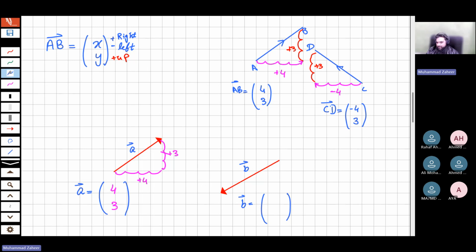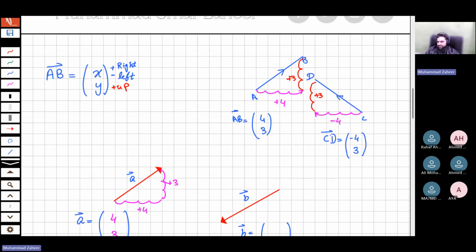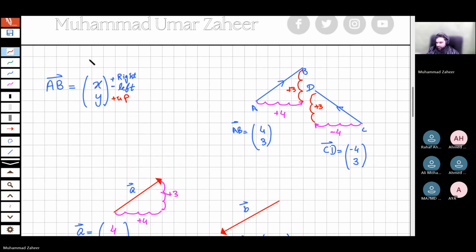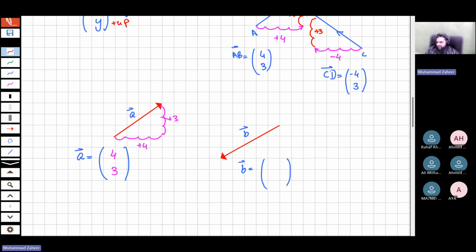Yes, any grade 10 student. Tell me this vector, vector B, in the column vector form. This is known as column vector. Yes, tell me the vector B in the column vector form.